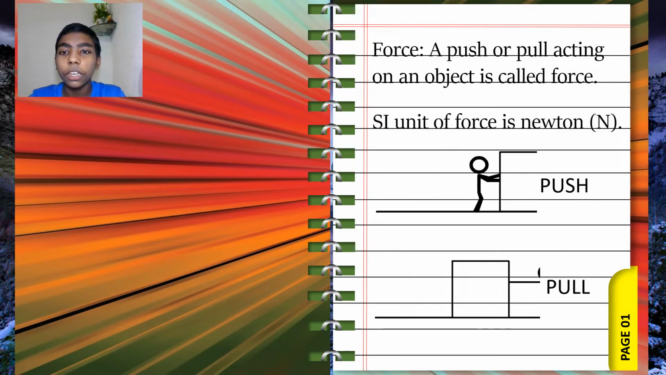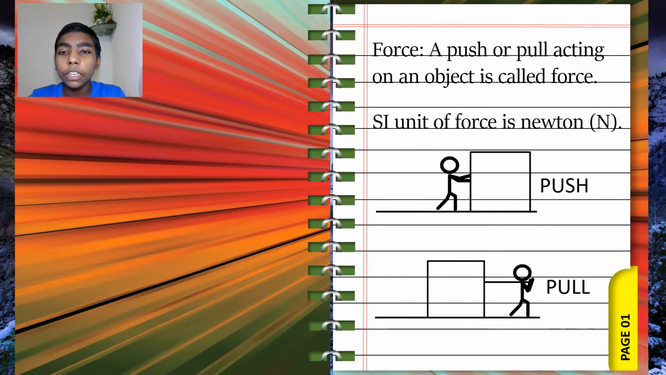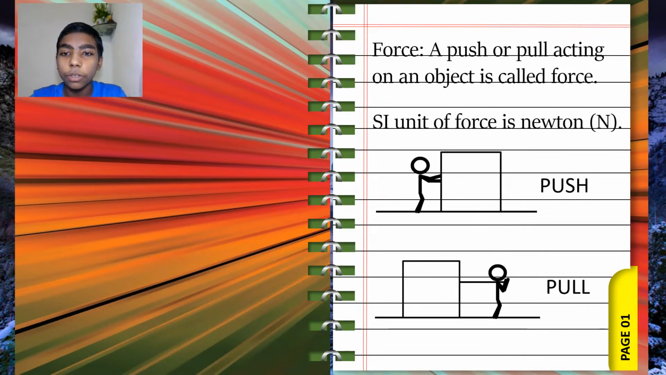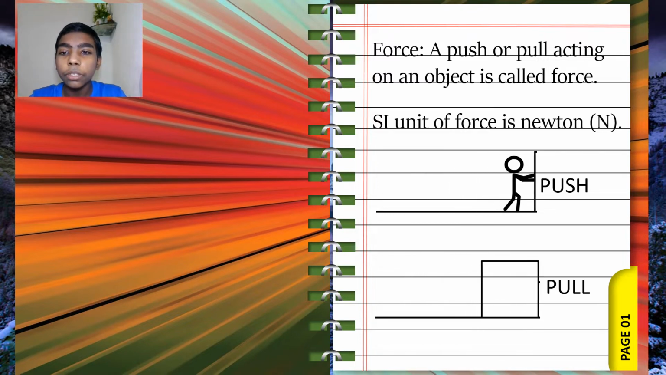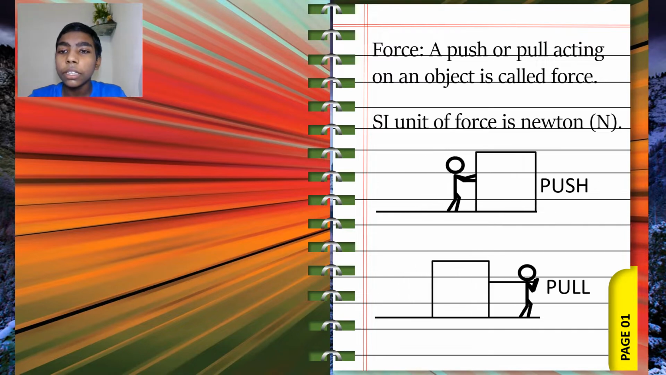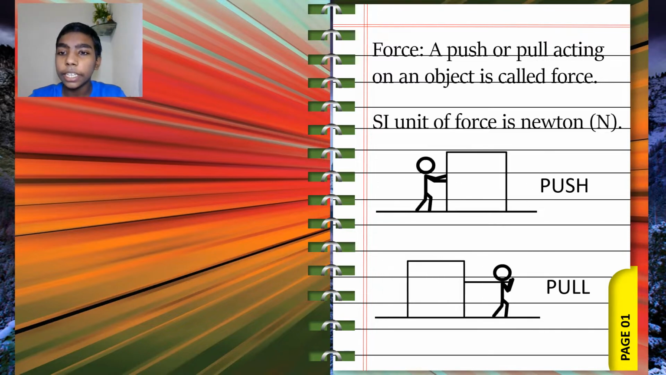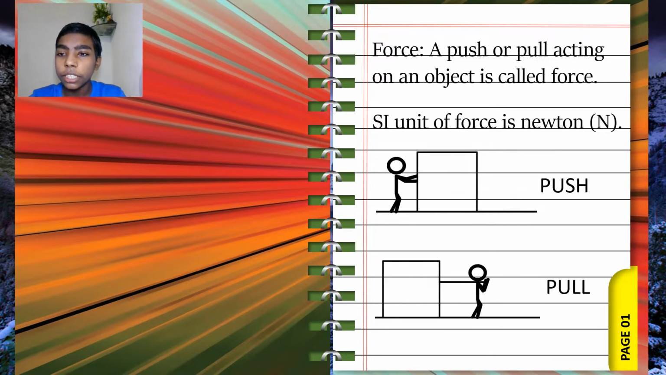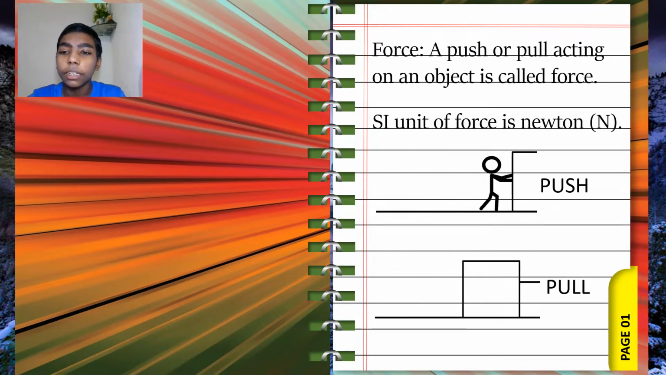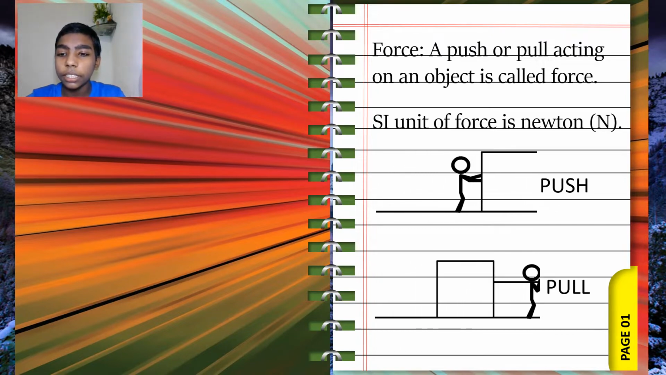What is force? A push or a pull acting on an object to make it move is called force. The SI unit of force is Newton. Be careful while writing Newton because the name should be written in small letters and only the symbol letter should be written in capital. This is a push and this is a pull.